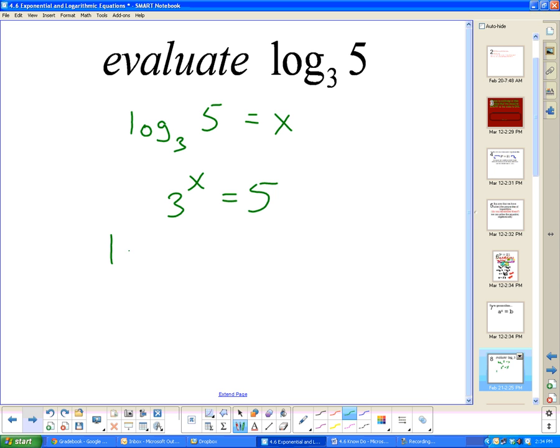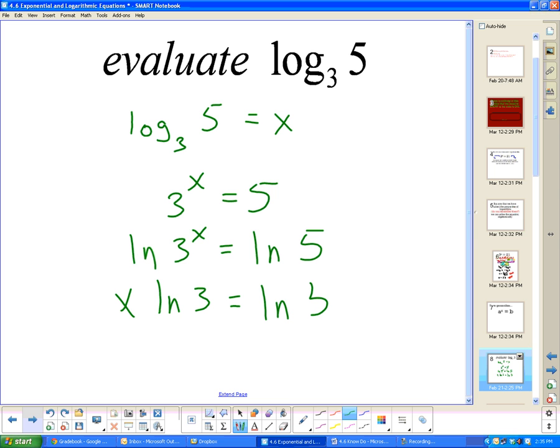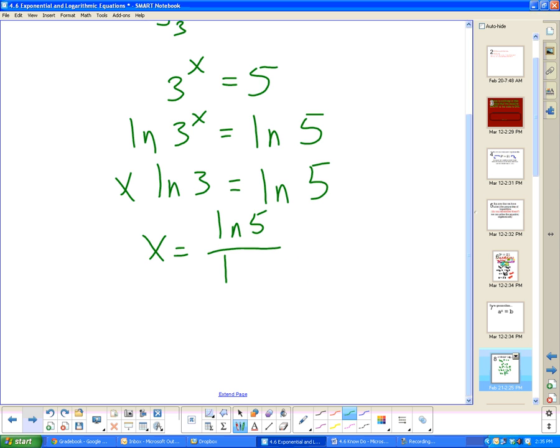I can use condition 2 to create a logarithm on both sides. I'm going to choose the common logarithm again. Actually, you know what? I did common logarithms last time. I'm going to use the natural logarithm this time. So I'm going to take the natural logarithm on both sides. That's using condition 2 in the reverse direction. I will use a property of logarithms to rewrite the left side. I will divide both sides by the natural logarithm of 3, and I have an answer.